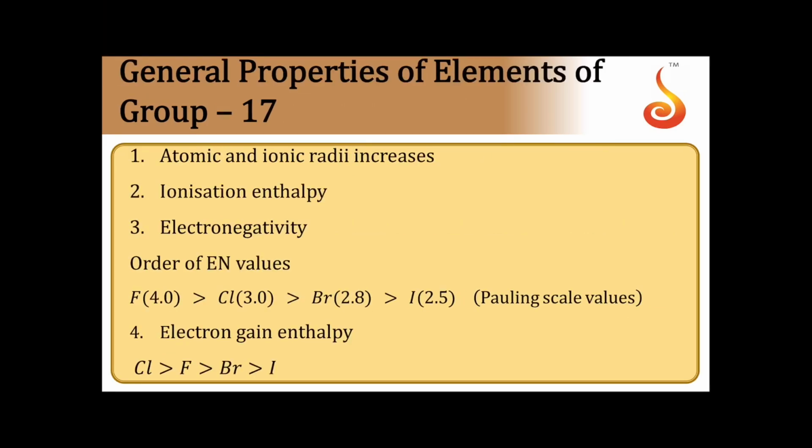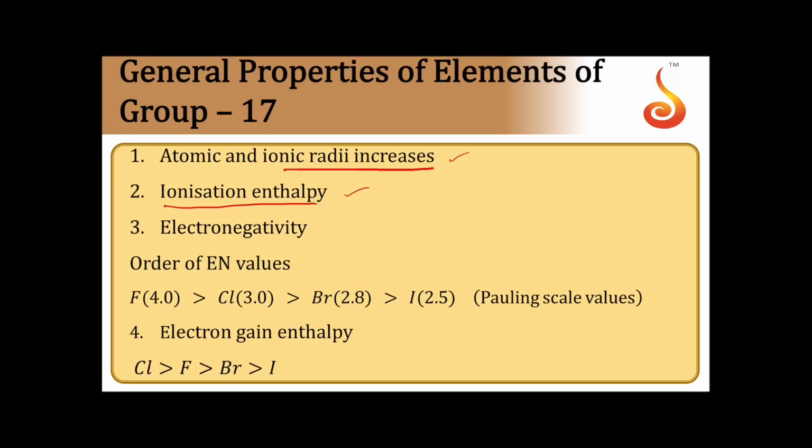Let us take the general properties of these elements. Atomic radii and ionic radii increase down the group. It's a general trend. And these are small sized atoms in their respective period because of higher nuclear charge. But still down the group, atomic size will be increasing. Ionization enthalpies, because of more nuclear charge, they have higher IP values. And once again, IP values decrease down the group.